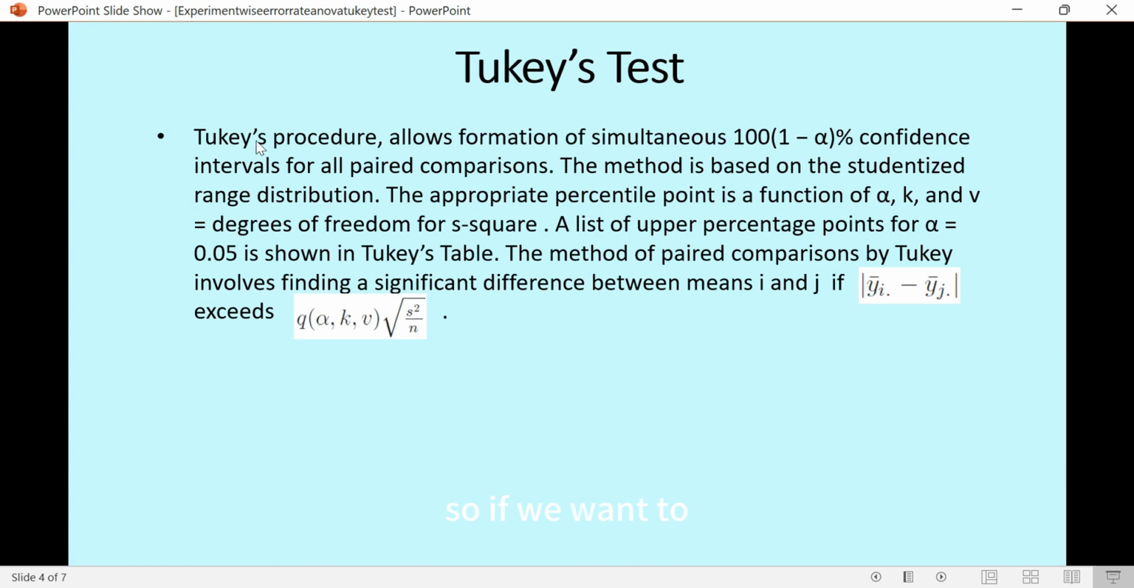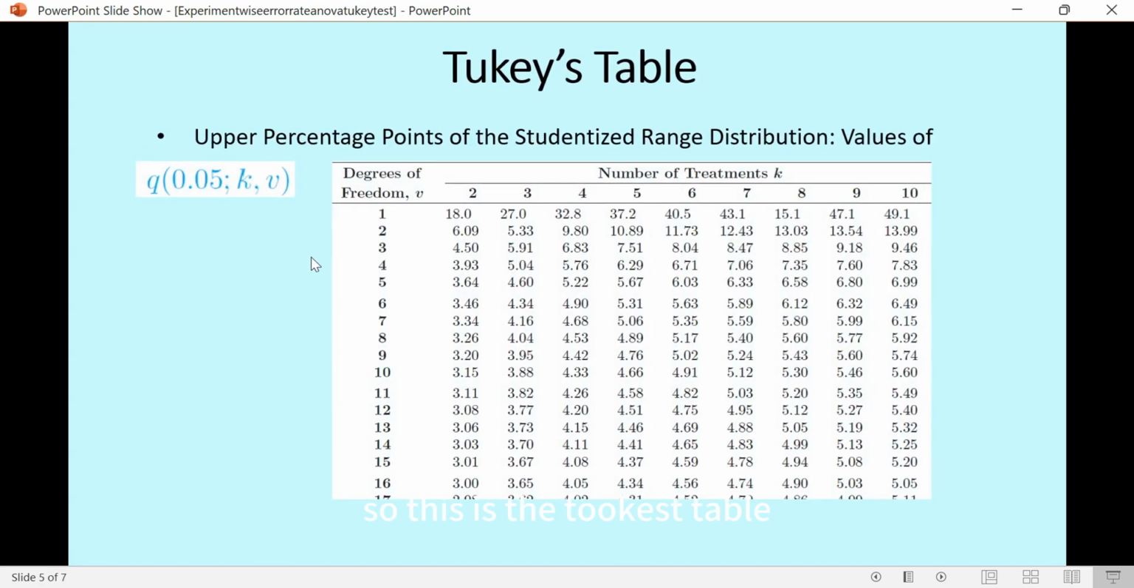So if we want the family error rate to be 0.05, then each single comparison will be much more conservative than in the previous pages. So in place of the factor we showed in the previous pages, Tukey's test uses the factor Q alpha K V instead. And this factor can be found from Tukey's table. So this is Tukey's table with Q at alpha 0.05, where K is the number of treatment groups and V is the degrees of freedom.